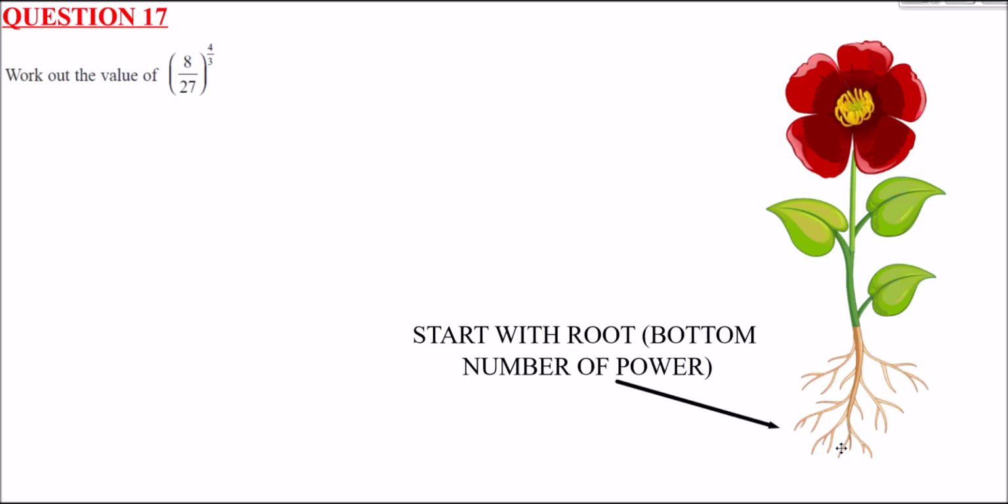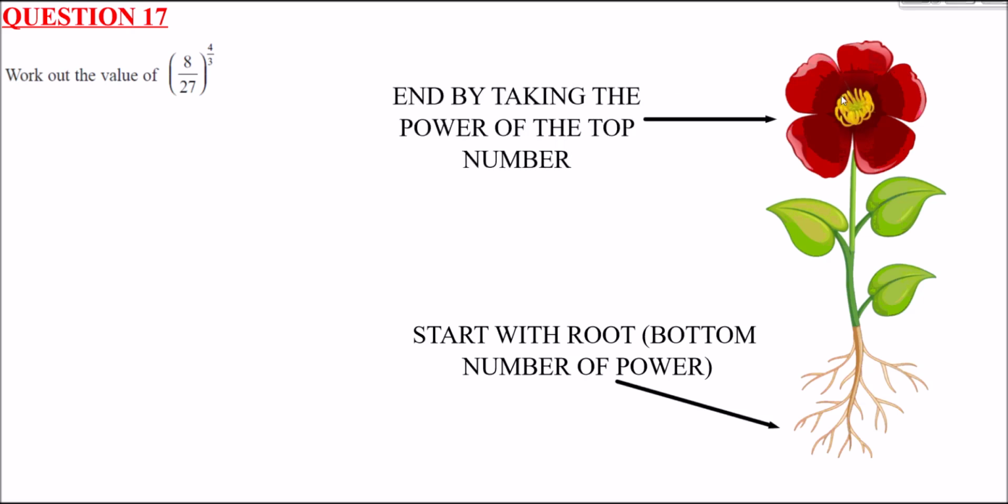The root is at the bottom, so we're going to do the bottom of our fractional power first. Like with a flower, the bottom comes the roots. So the bottom number here, we also assume to be our root. So for example, if this is a 2, that would mean square root. If the bottom number is a 3, that's a cube root, and so on. Once you've done the bottom number, we then focus on the top. The top of the plant is the flower, and the top rhymes with power, so we do the power, which is the flower. So the bottom number is the root, do that first, then move up and do the flower, the power, last.